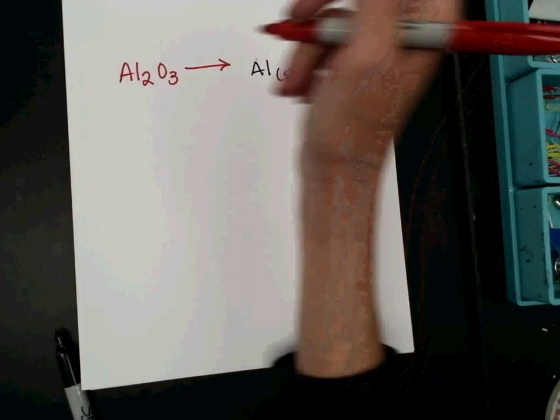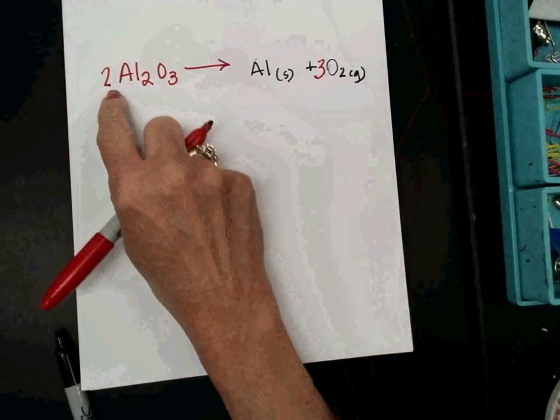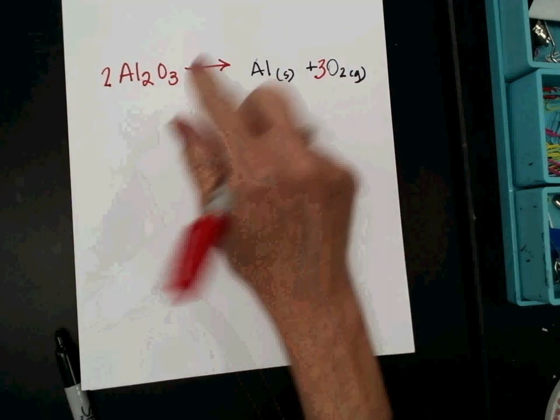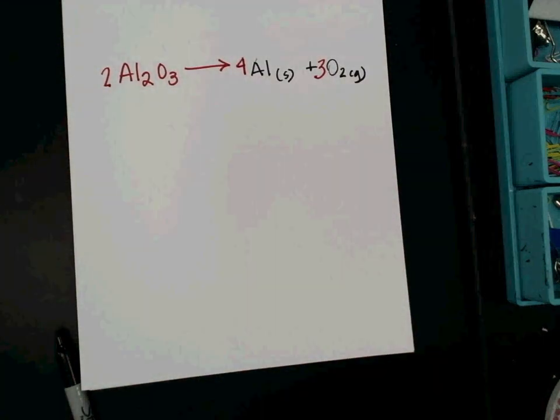Now, when I see this 2 and 3, that tells me I'm going to have to do something. I can't just stick a 2 out here. So I'm going to put a 2 out here, and that tells me to put a 3 here because that's 6 and that's 6. And now that gives me 4 aluminum, so I would have to put a 4 here.